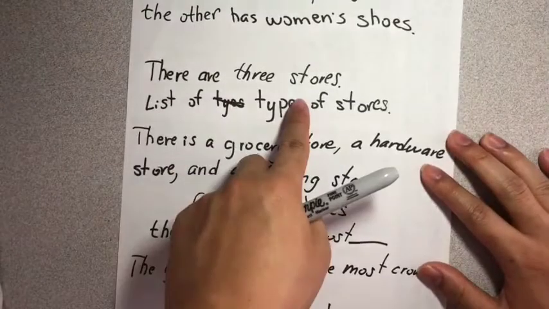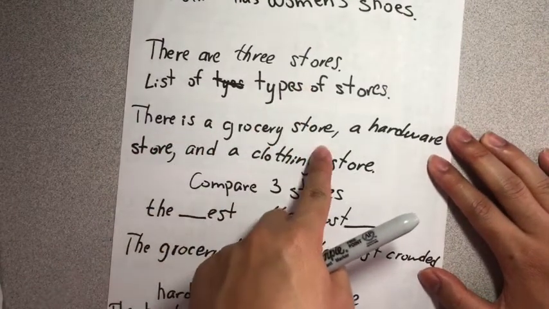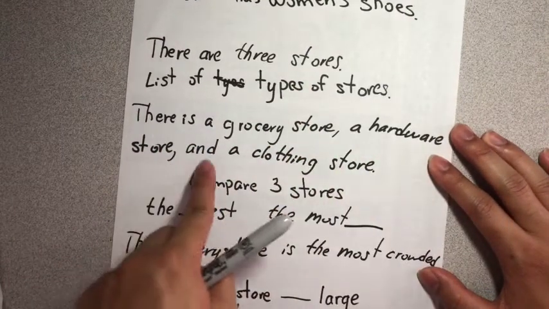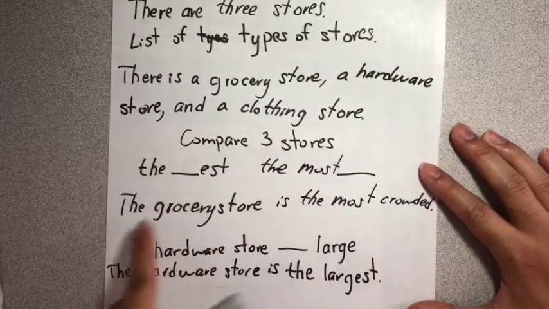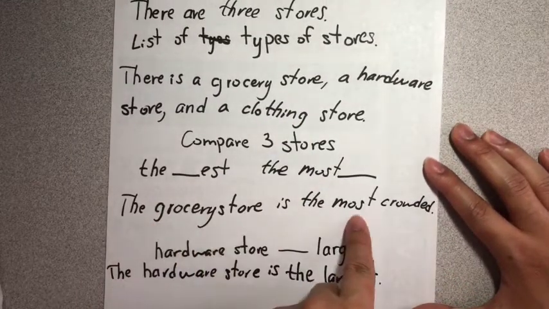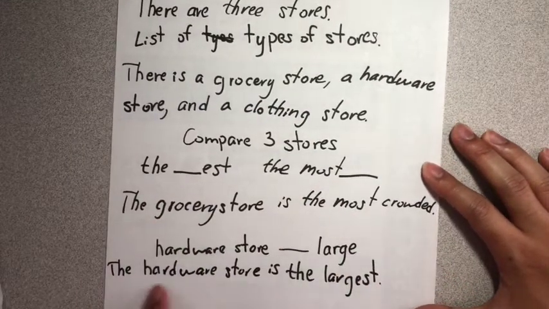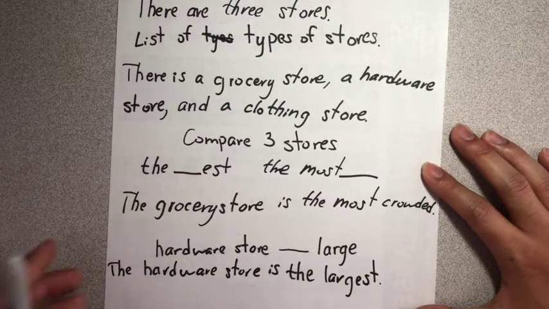So, we have 3 stores. There is a grocery store, a hardware store, and a clothing store. The grocery store is the most crowded. The hardware store is the largest.